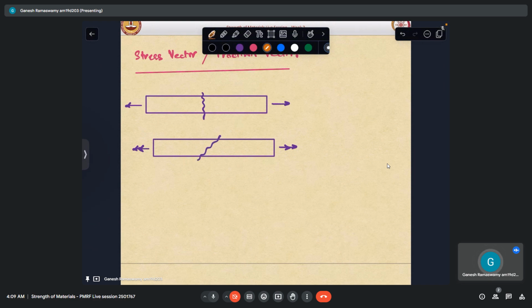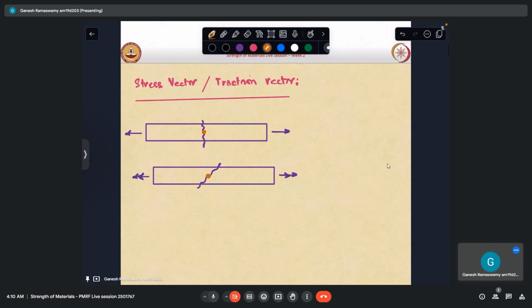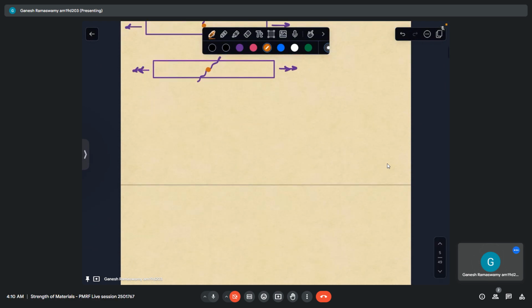So even if I take one point, for the same point the response is different based on how I apply the load. Hence, it becomes important for me not only to analyze stress at a point, but also along the infinitely many planes that pass through that point. This is where the concept of stress vector comes in handy.